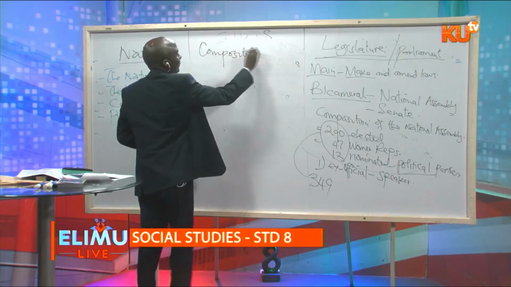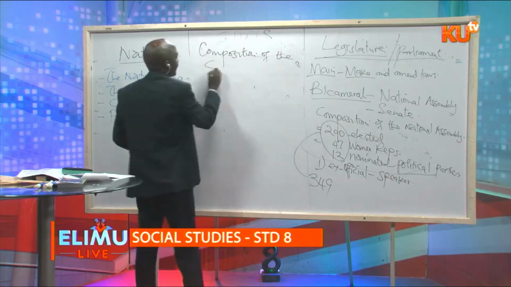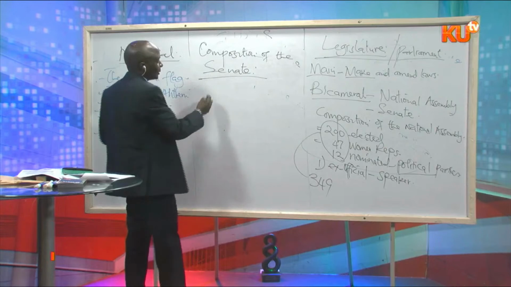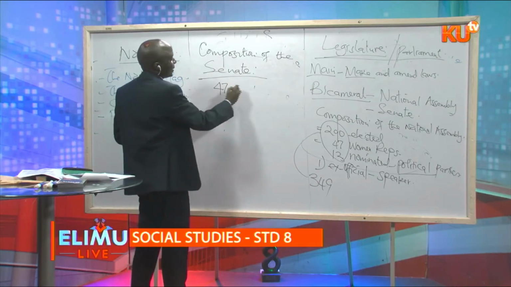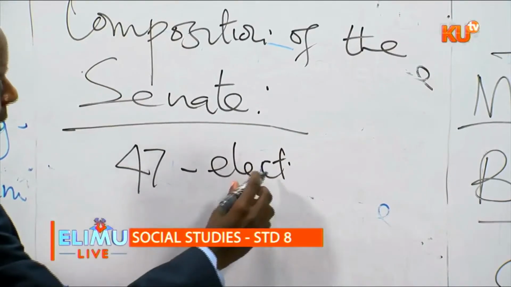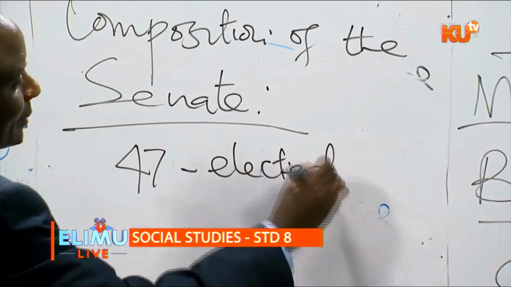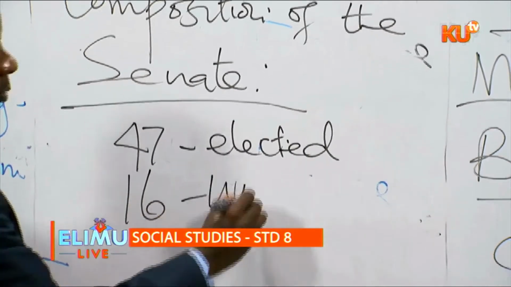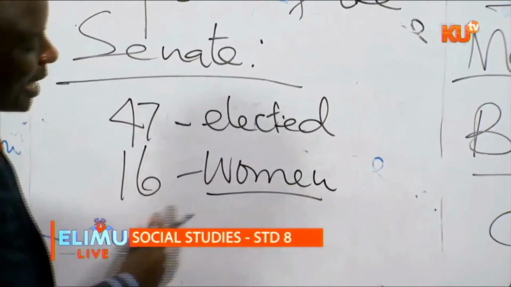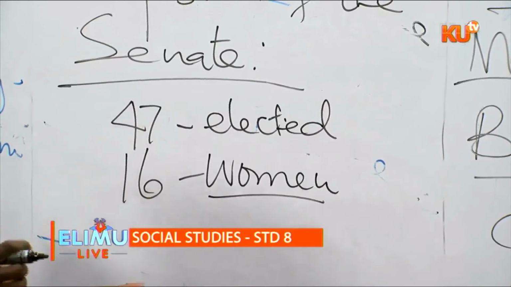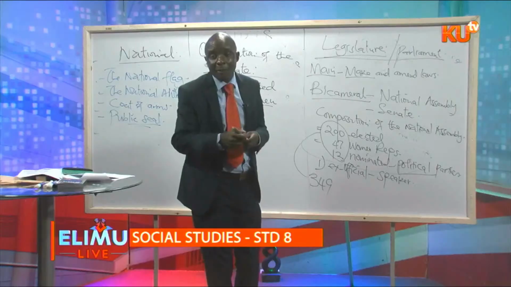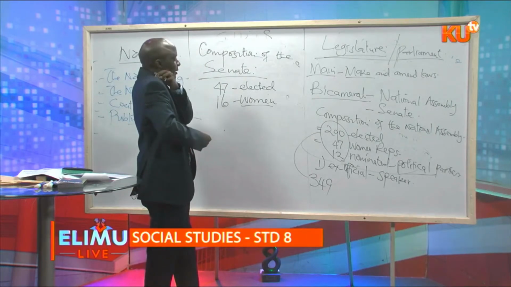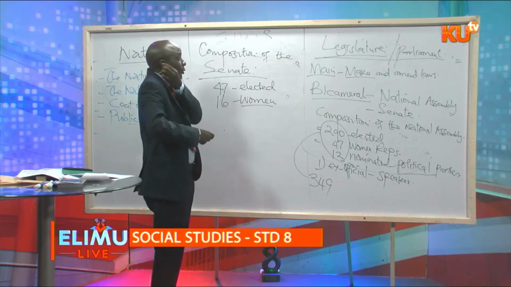Composition of the Senate. One, we also have senators, 47 elected, representing the counties. Then we also have 16. All of them must be women. I don't know why they were all women, but if I know, it was actually to raise the number of women in leadership. But I was asking myself, what will happen if all the 47 are also women?